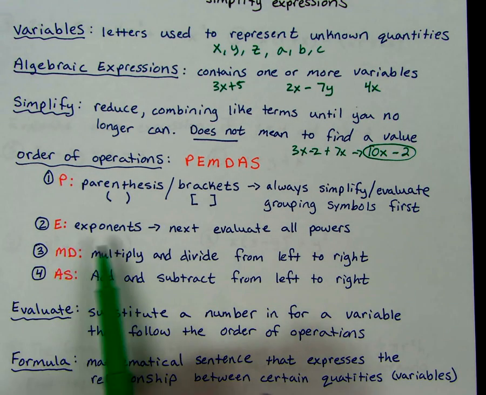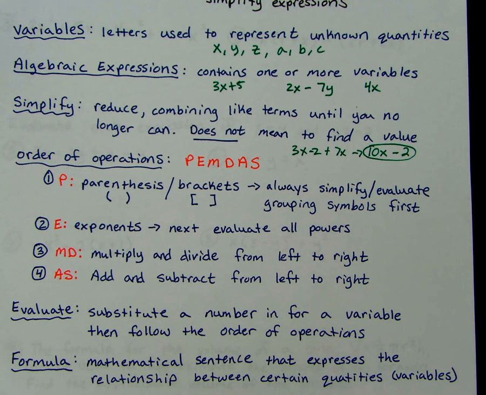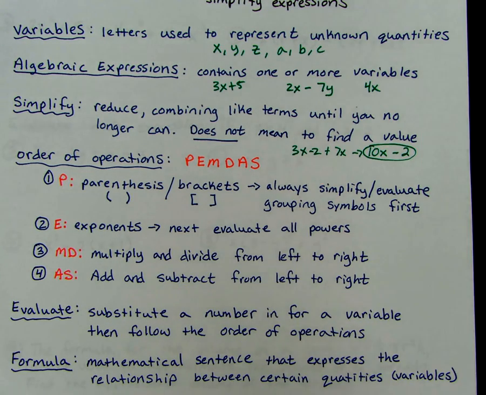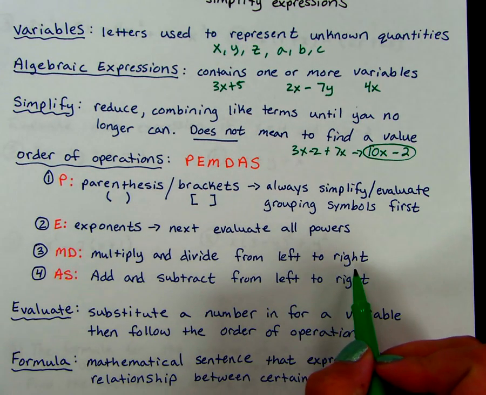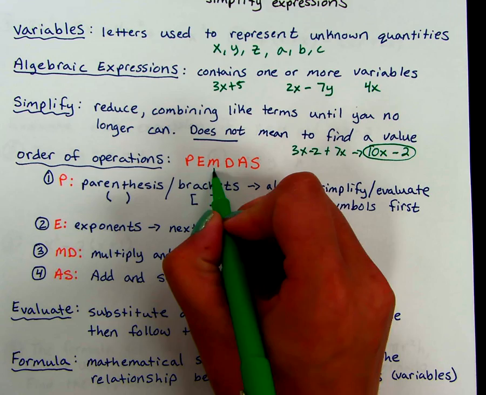The next one is exponents. So E is our exponents. So we want to go through and evaluate all the powers. And then MD stands for multiply and divide. Now it doesn't mean multiply everything first and then divide. So this is where it gets a little tricky. But we are multiplying and dividing from left to right. So we do this at the same time from left to right. So these are really done together.